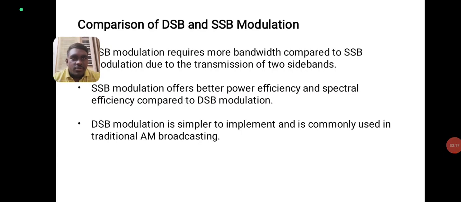Comparison between the two modulations. DSB modulation requires more bandwidth compared to SSB modulation due to transmission of two sidebands. SSB modulation offers better power efficiency and spectral efficiency compared to DSB modulation. DSB modulation is simpler to implement and commonly used in traditional AM broadcasting.